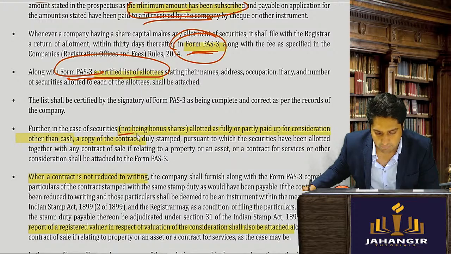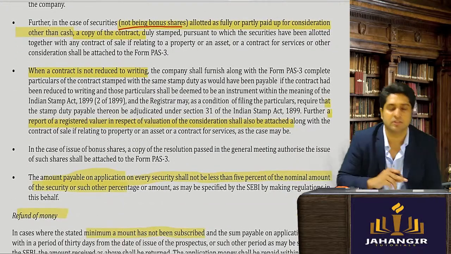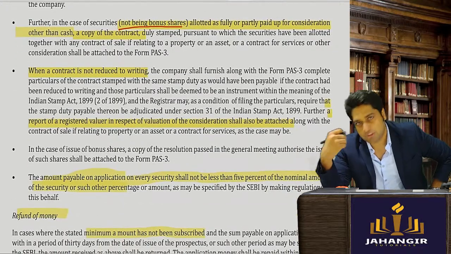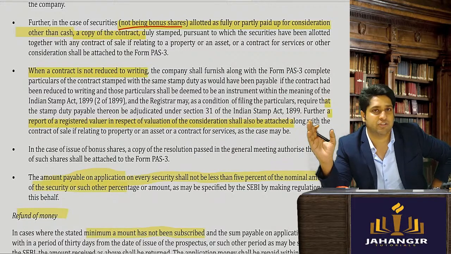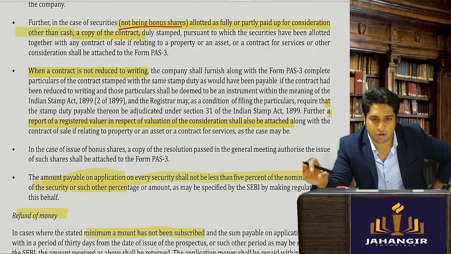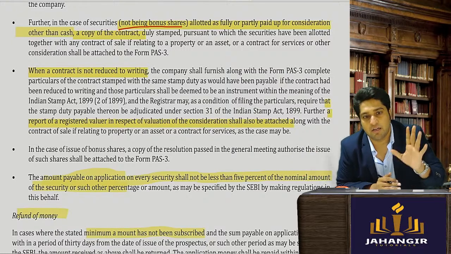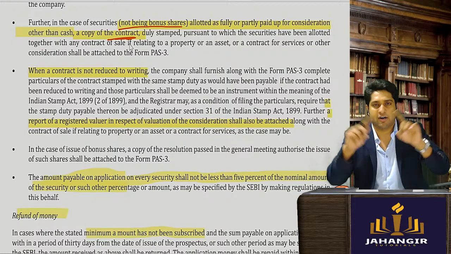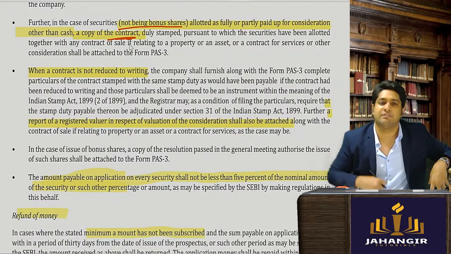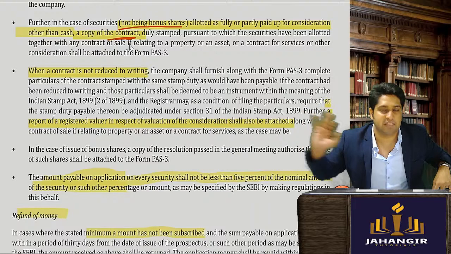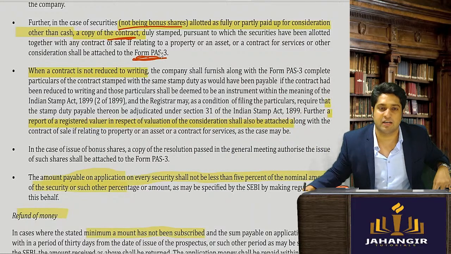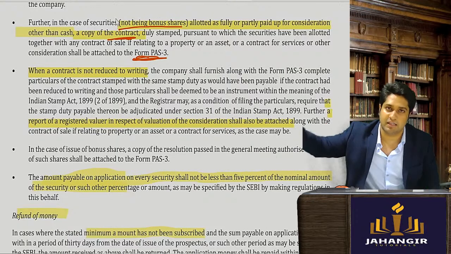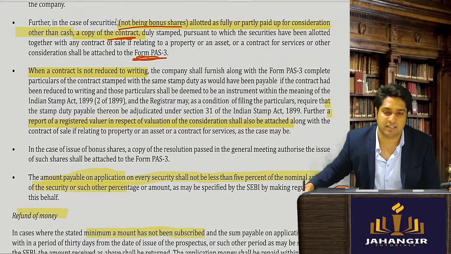In case of securities not being bonus shares, let's say securities have been allotted for consideration other than cash, meaning someone has given some building, car, asset, or intellectual property. Against that, when we are allotting, the details should be given. If a contract was made that you give the building and we will give you shares, that has to be given in PAS 3. If a contract was not entered, then you will have to mention the details separately and give them in PAS 3.